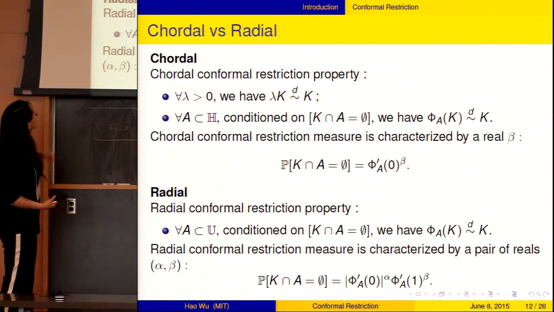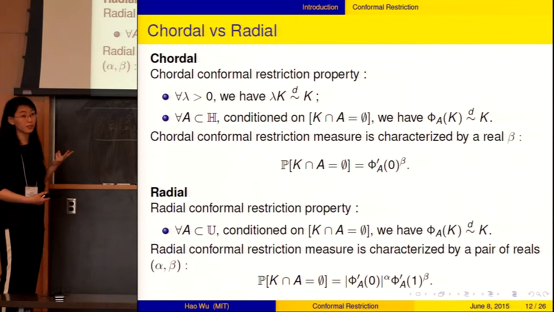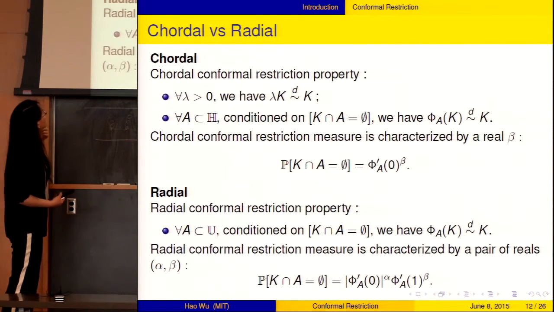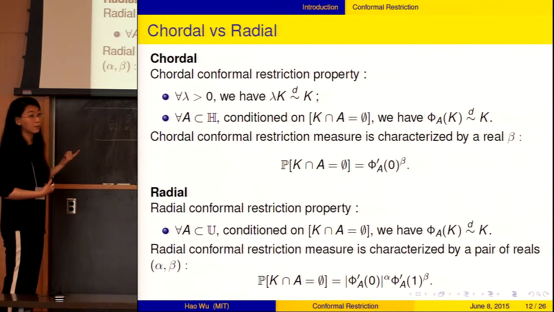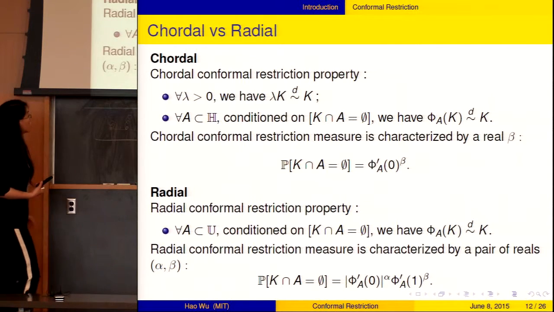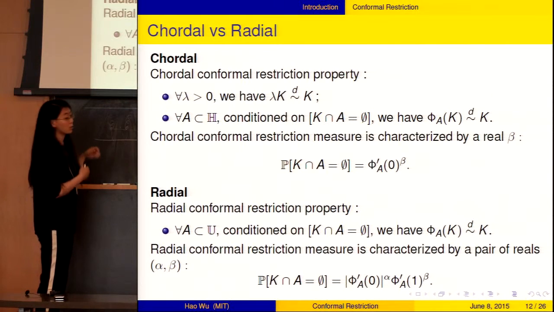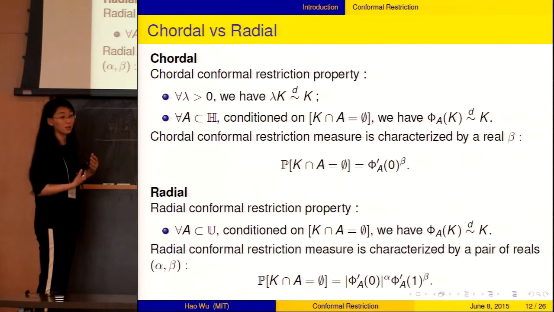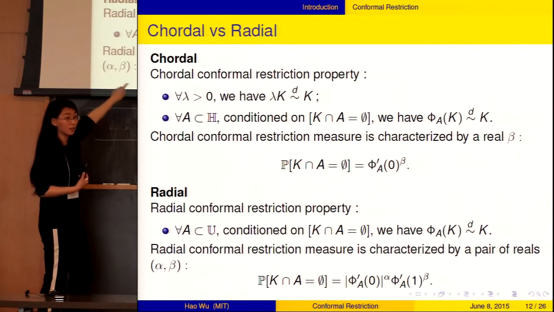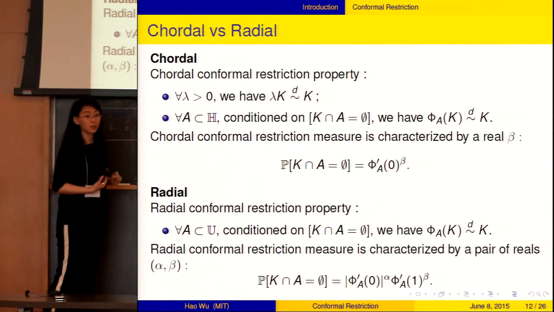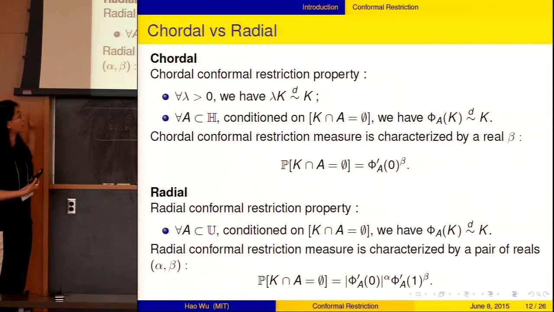The reason is, in the Chordal case, when we define a conformal restriction measure, we require this measure to satisfy two properties. The first is conformal invariance. Second is the restriction property. And finally, we can prove that there is only one degree of freedom. But when we introduce the radial conformal restriction property, there is no counterpart for scaling invariance. We only require this restriction property. So now we have one less restriction, and the answer will have one more degree of freedom. So this is the reason why there is only one parameter in the Chordal case, but two parameters in the radial case.